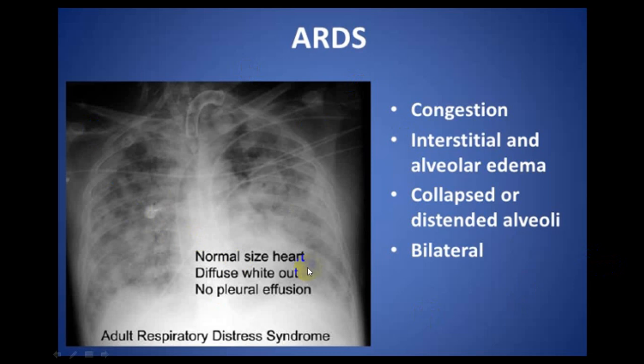I cannot identify the size properly, but still this is a normal size. No pleural effusion, lot of bilateral signs, bilateral congestions or bilateral radiopacities. Think in terms of ARDS. You can see an endotracheal tube also, or this may be a tracheostomy tube.